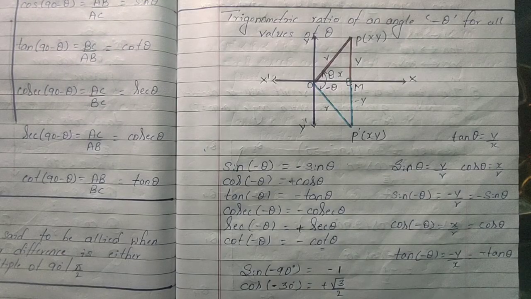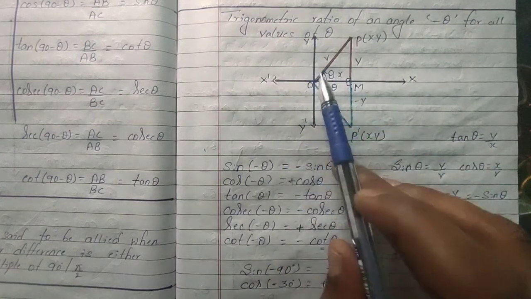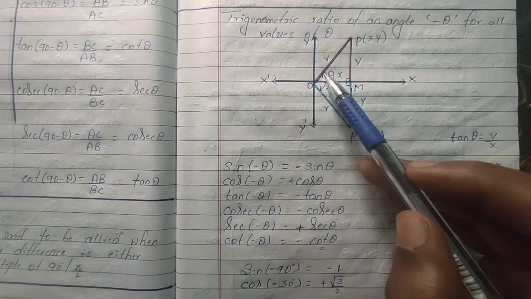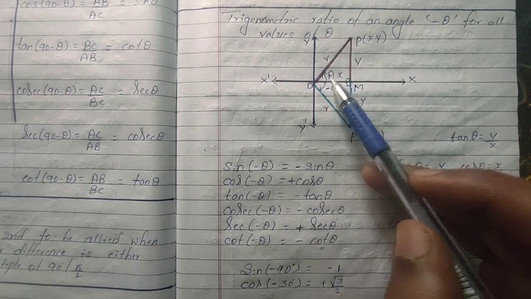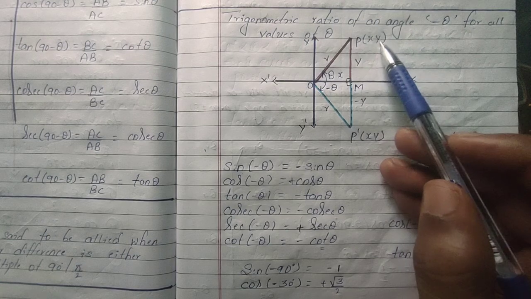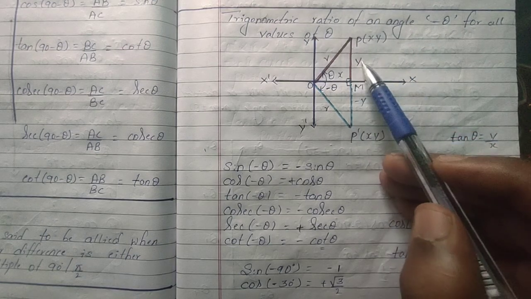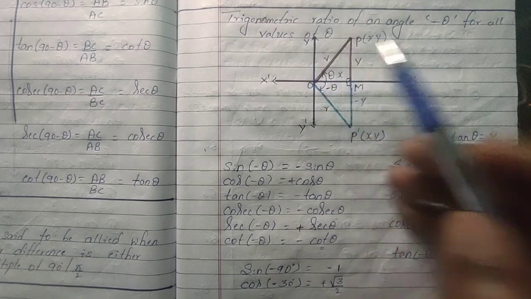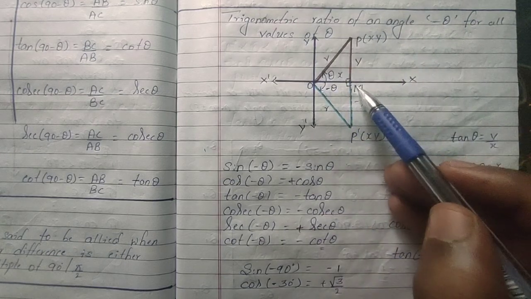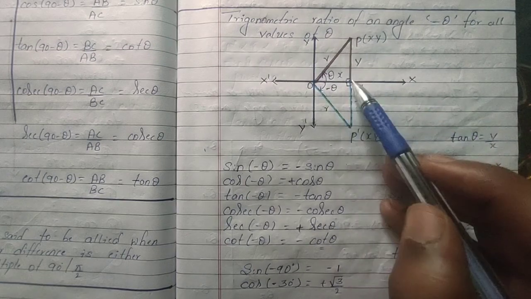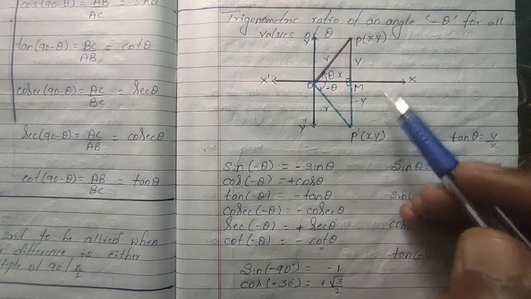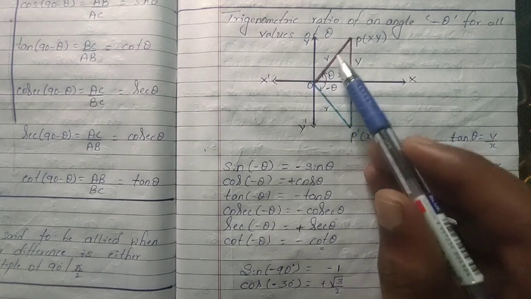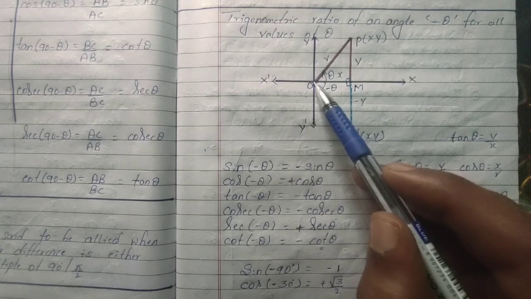Here I am taking the x-axis and y-axis. Angle MOP, that is theta, where P is (x, y), means P to M distance is y, O to M distance is x, and this is radius r. This is the standard position of the angle theta, because the initial ray and terminal ray are both coincident at the origin.